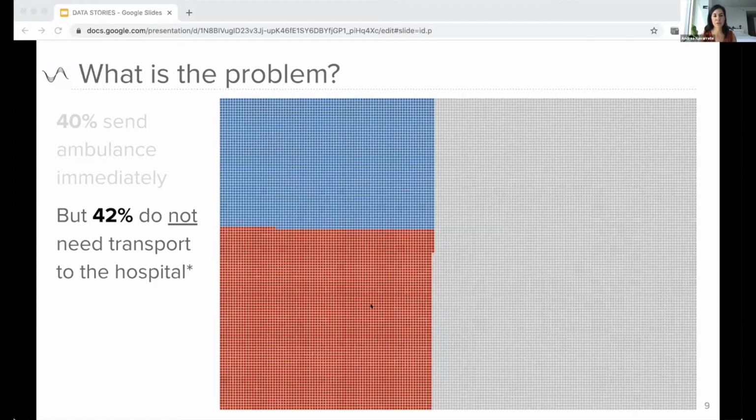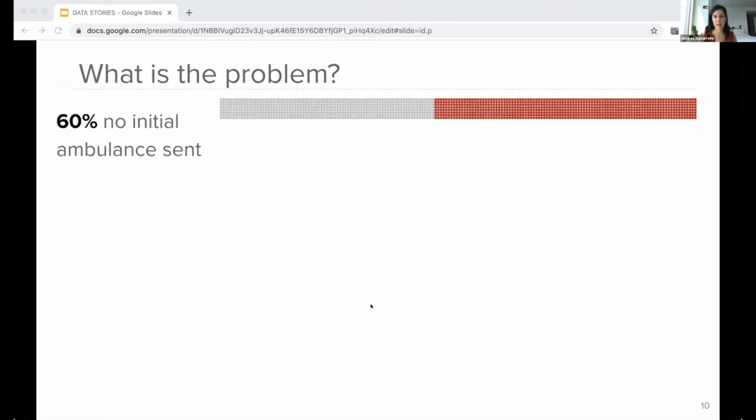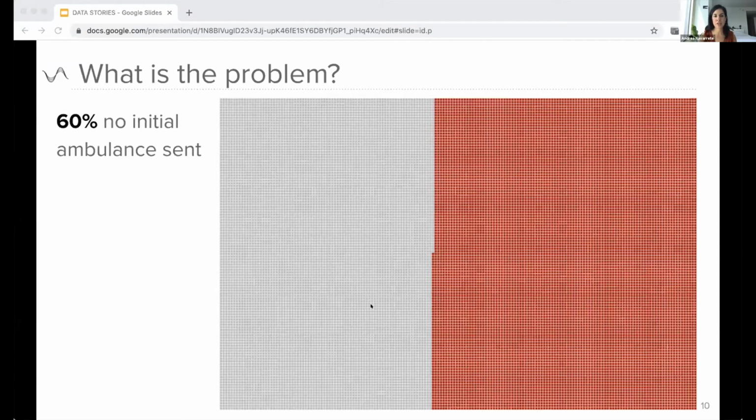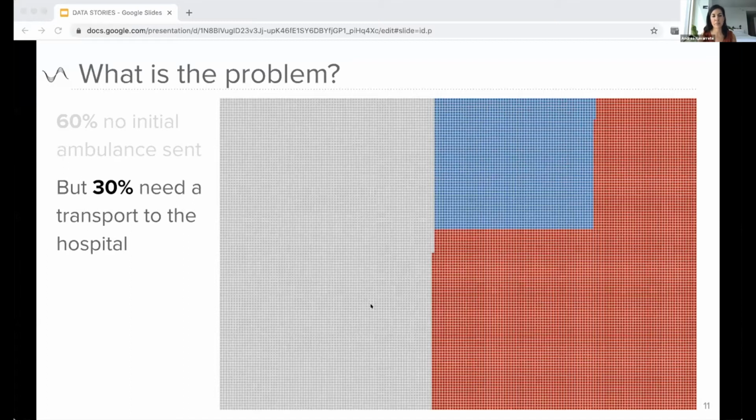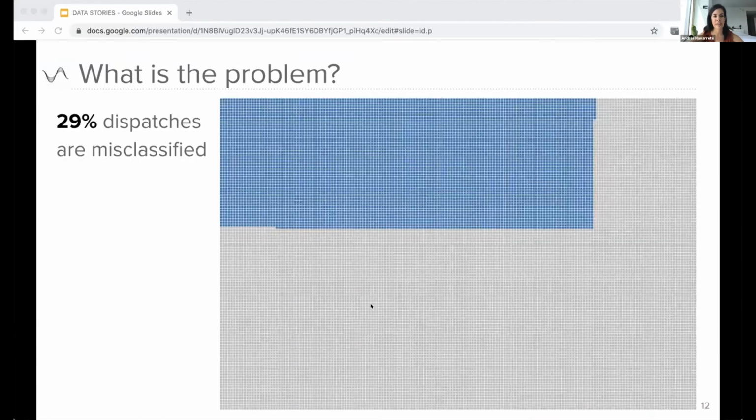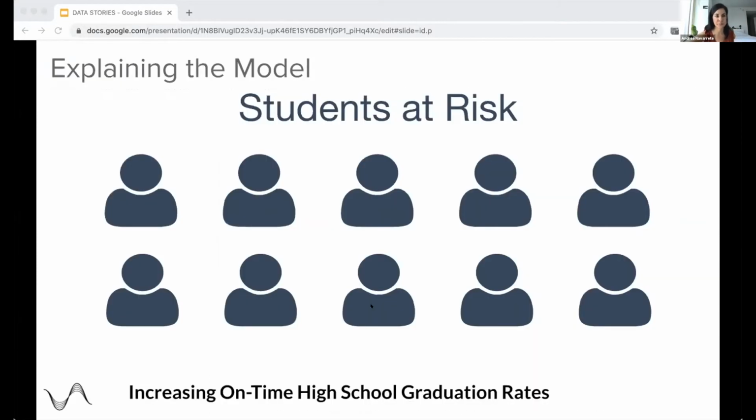But 42% don't need transportation to the hospital. And 60% no initial ambulance is sent. But from that 60%, 30% were actually needed. So this helps us visualize where the problem is, and this is the real problem. 29% of the dispatches are misclassified. And this gives us a visualized way of saying where our opportunities are to actually gain insights.